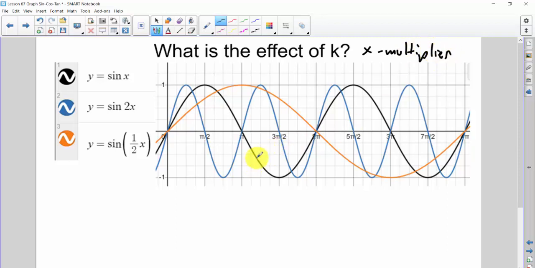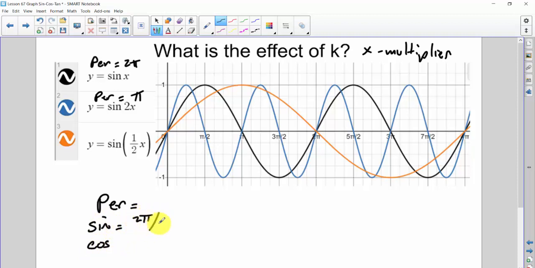All right. And in this case, it doesn't make it twice as long. It makes it actually half as big, because our period of this sine of x is 2 pi. The period of sine of 2x is pi. So something's going on here. So k is not the period. It turns out that the period for sine and cosine is equal to 2 pi over k. Tangent's something different. We'll talk about that in a minute.